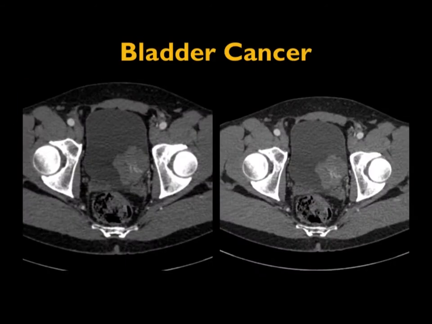Now, when you look at the bladder, there's several important things that need to be done if you want to pick up tumors. One, you typically need IV contrast. Bladder tumors do enhance.